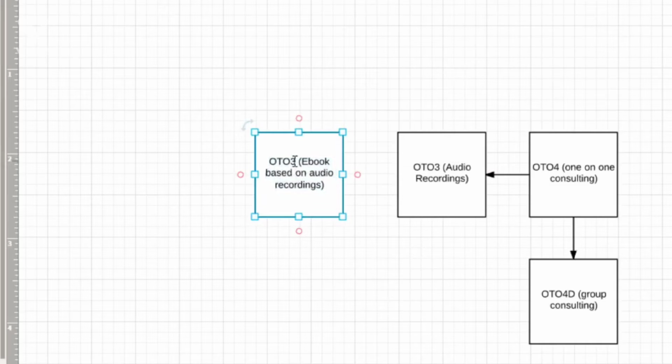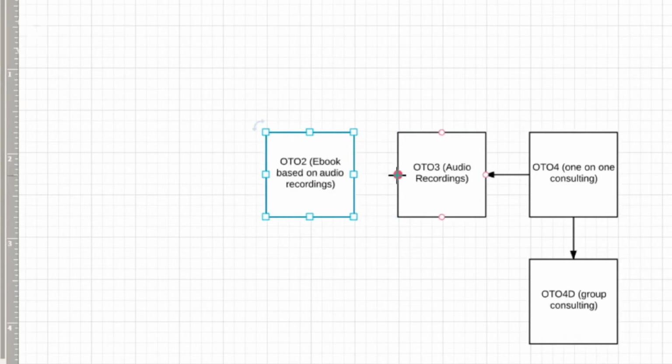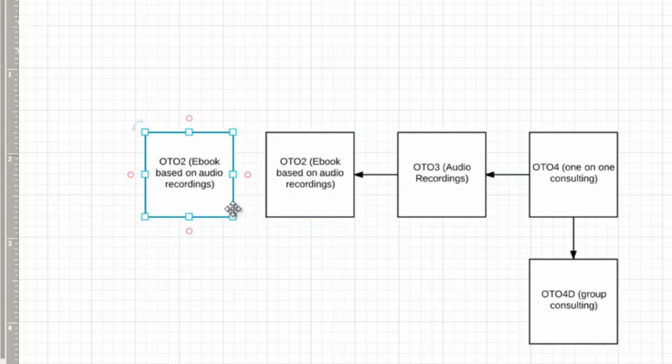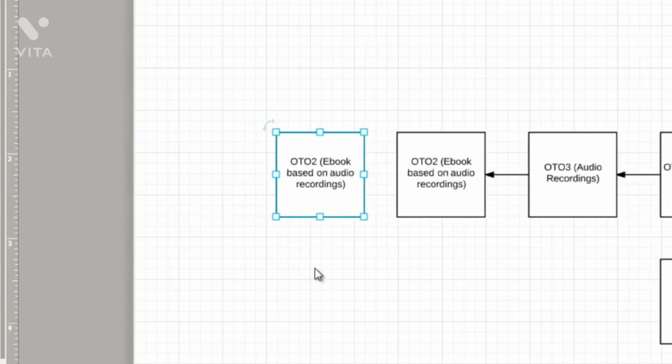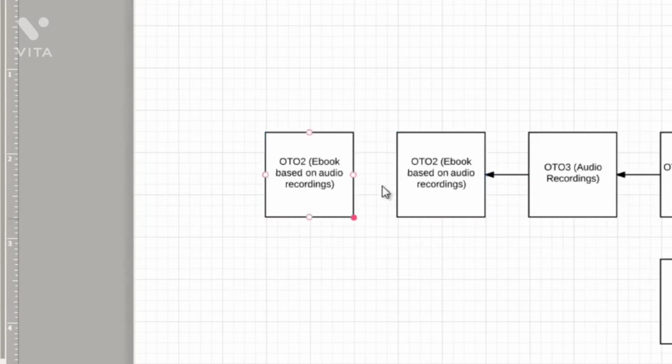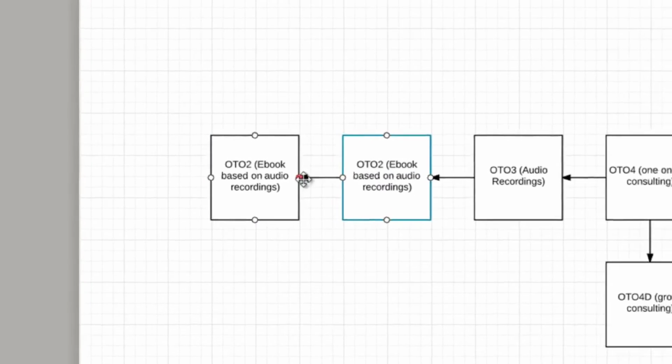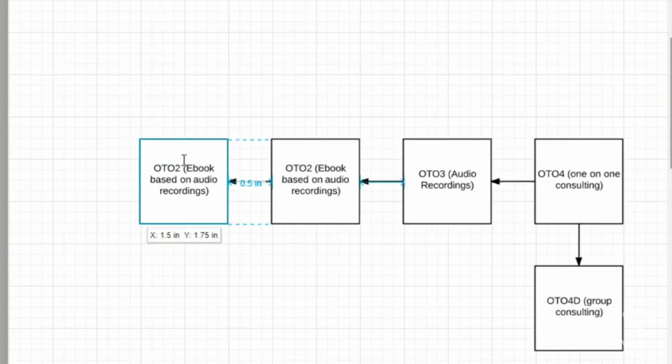So the next thing we have is OTO2. We're moving backwards here. I like to use arrows for progression, but obviously later on we're going to have to switch the arrows because we're going to move the other direction, right? So this is just to help me build it out initially.